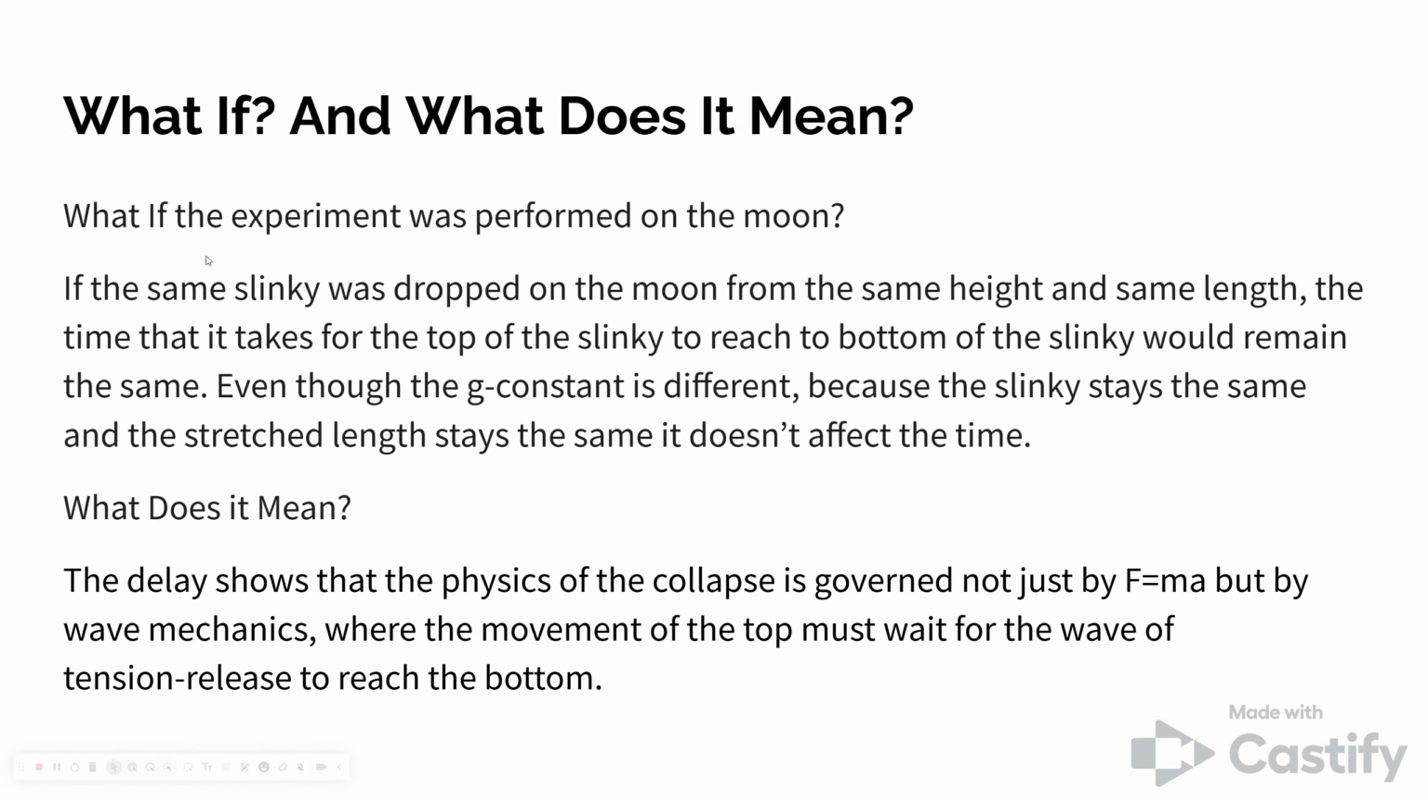So for what if the same slinky was dropped on the moon from the same height and same length, the time that it takes for the top of the slinky to reach the bottom of the slinky would remain the same. Even though the g constant is different, because the slinky stays the same and the stretch length stays the same, it does not affect the time.